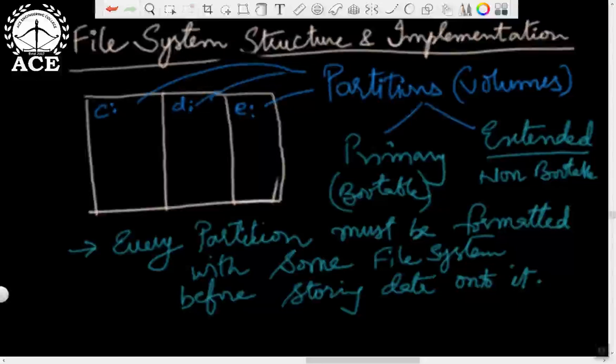Alright, let's start with this chapter called File System Structure and Implementation. Now this is a star topic, so pay full attention, make some important notes out of my video, out of my lecture, and try to build up. You can expect some 5 marks or maybe even 10 mark questions on this. Is it alright? Okay.